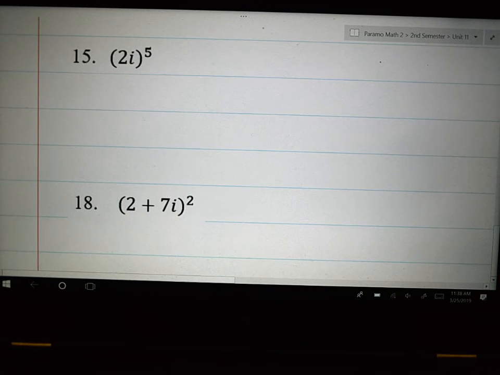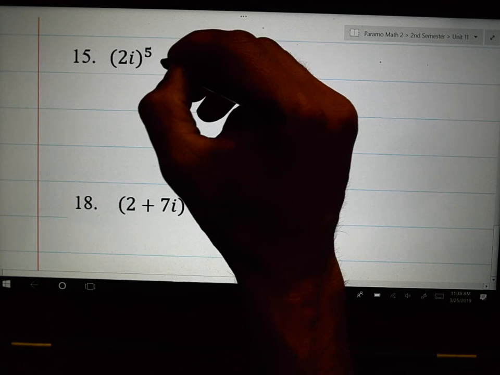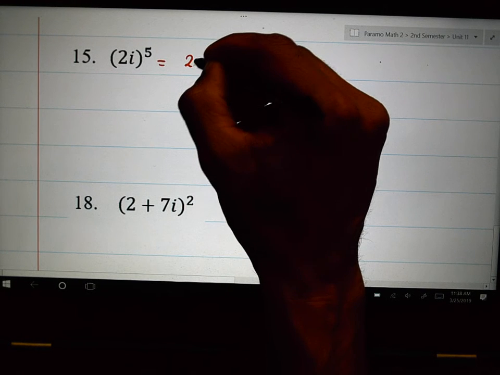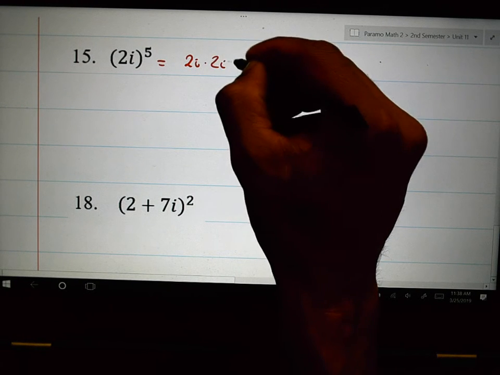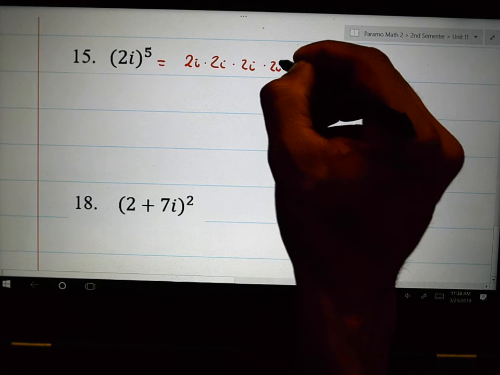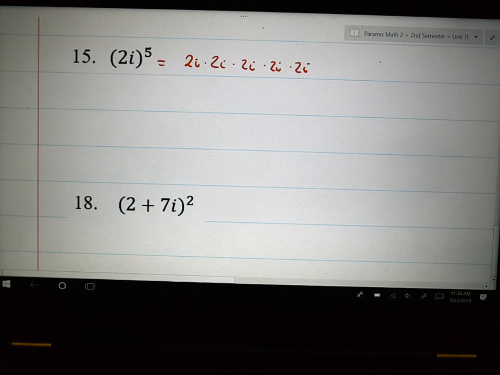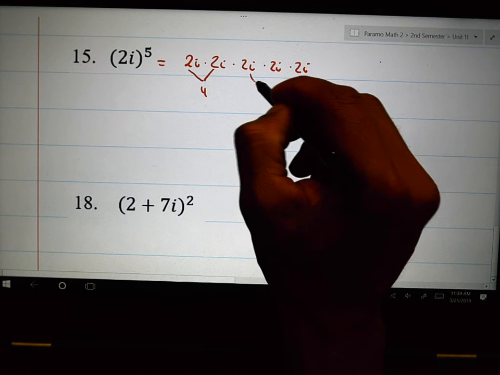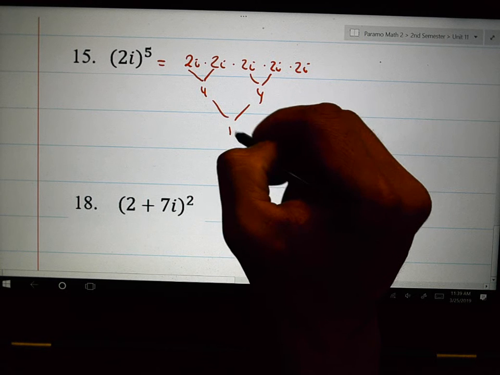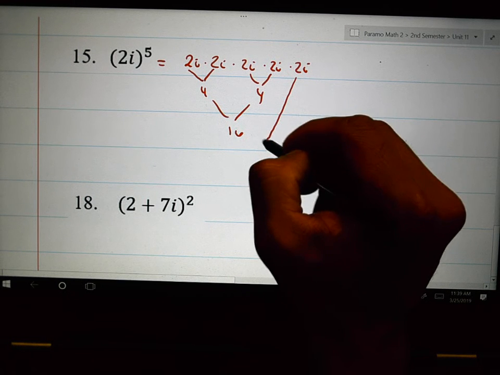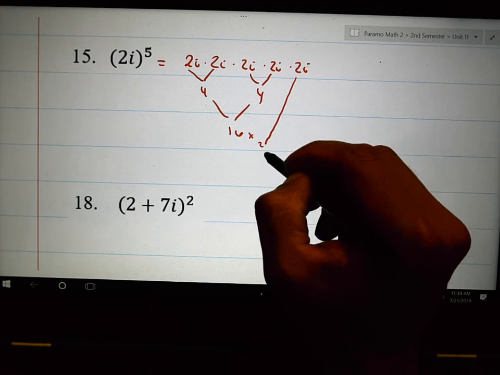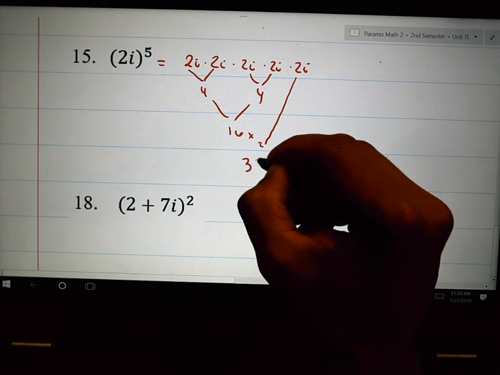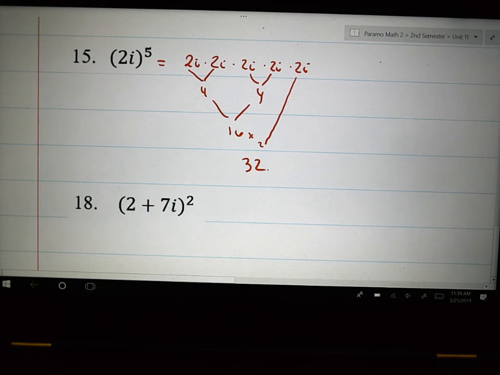Number 15, though, if they have 2i to the 5th power, that means you have 2i times another 2i times another 2i times another 2i times another 2i. Now for me, what I like to do is I could just do 2 times 2 is 4. 4 times 4 is 16. Times 2 is 32. I do all the numbers first. 2 to the 5th is 32.